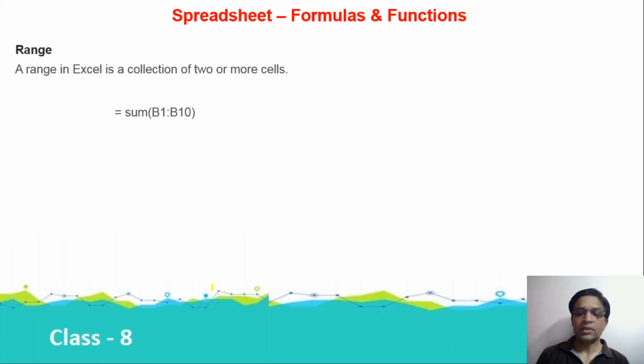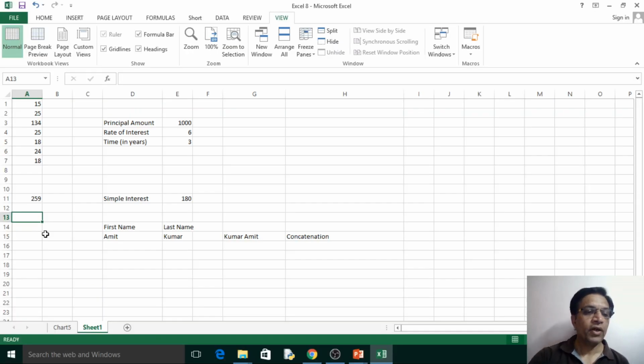Now we'll talk about the range. What is a range in MS Excel? A range in Excel is a collection of two or more cells. As earlier we have written the formula like sum A1 colon A10, here I have written the formula B1 colon B10. So B1 colon B10 specifies a range, right?